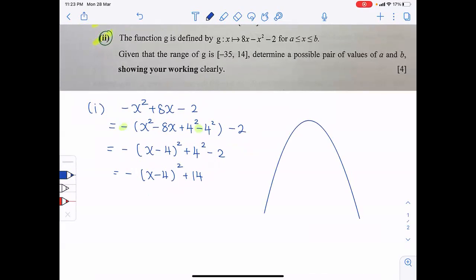Okay, and your maximum point is (4, 14), right? So just nice, there's a 14 here. That is the maximum value in the range, right? So I need to figure out where this negative 35 is. So of course I need to solve the equation first. So this is when g(x) equals negative 35.